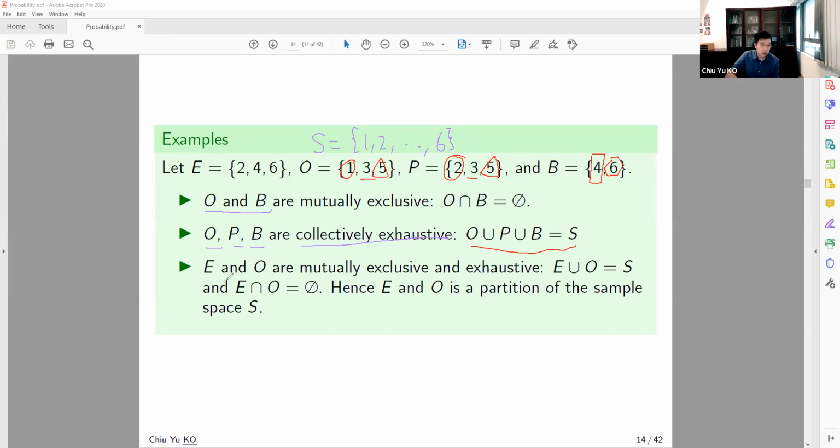And even and odd are mutually exclusive and exhaustive. Why? Because E and O are even and odd, so you can easily see they are mutually exclusive. There's no common element, and the union of them will be the sample space. So that's why we call E and O a partition of the sample space.